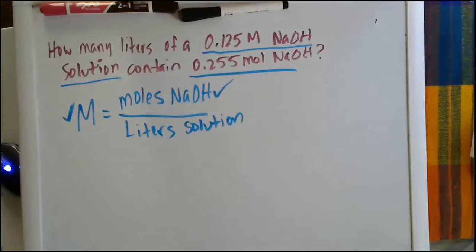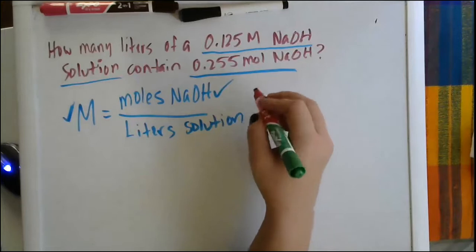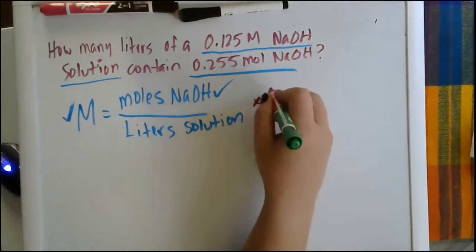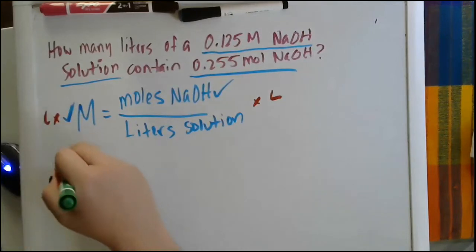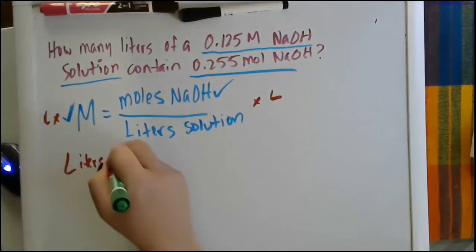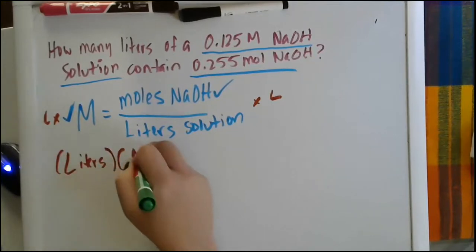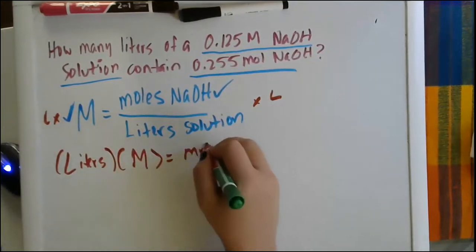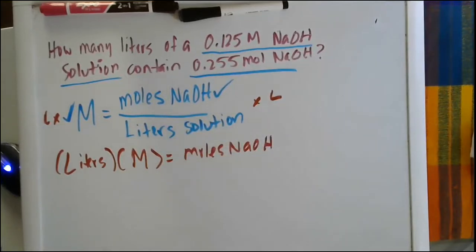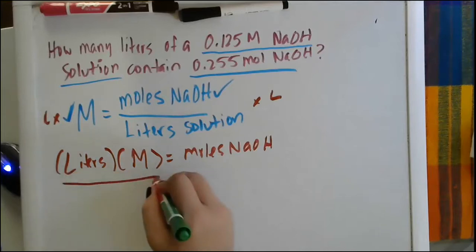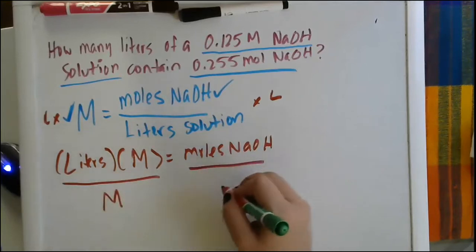All right. So now we have to rework this equation so that we can solve it for liters of solution instead of moles, which we've been doing lately. Okay, so I'm going to multiply both sides of the equation by liters. So times L, times L. And I get liters times molarity equals moles of NaOH. Okay, now I'm going to isolate the liters by dividing both sides by molarity.